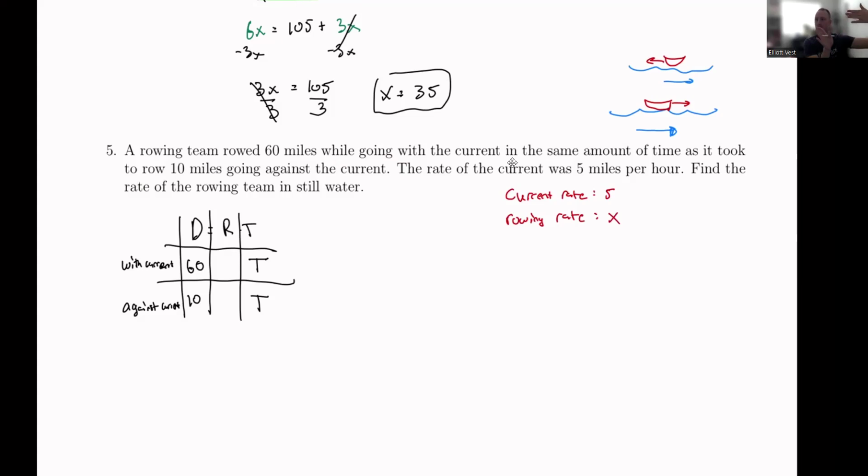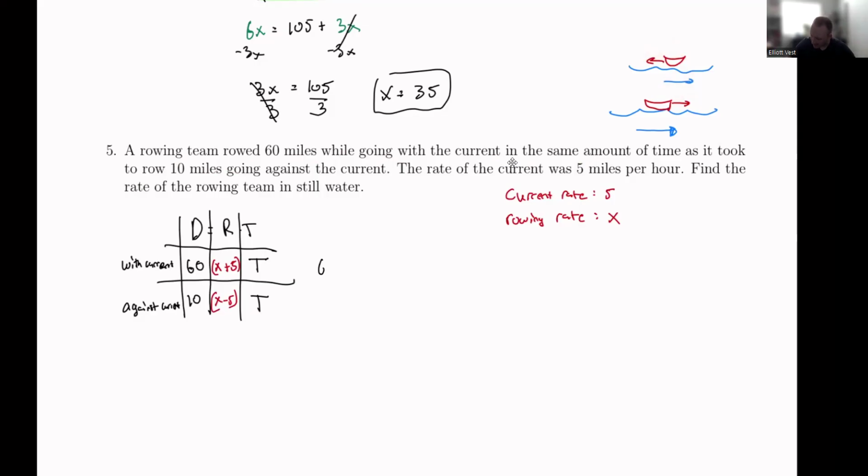Well, with the current, we have both of these rates going together, which means I would add these two together. But if I'm going against the current, it means I'm rowing this way at a rate of X, and then I'm slowed down by a rate of 5. So it'd be like I'm subtracting these, like so. Okay, so what equations does this give me?